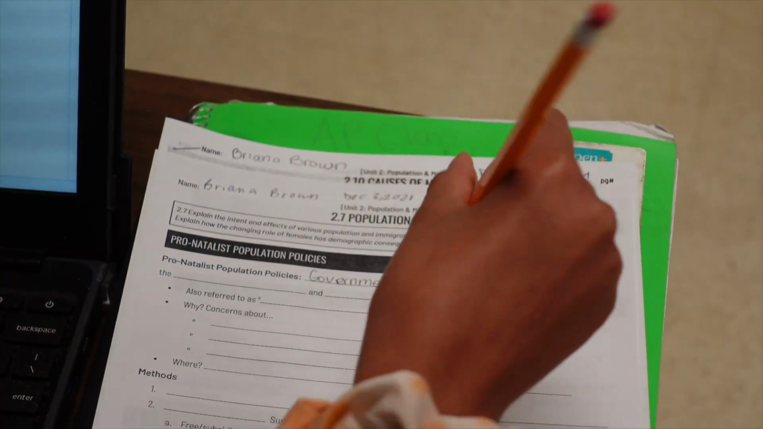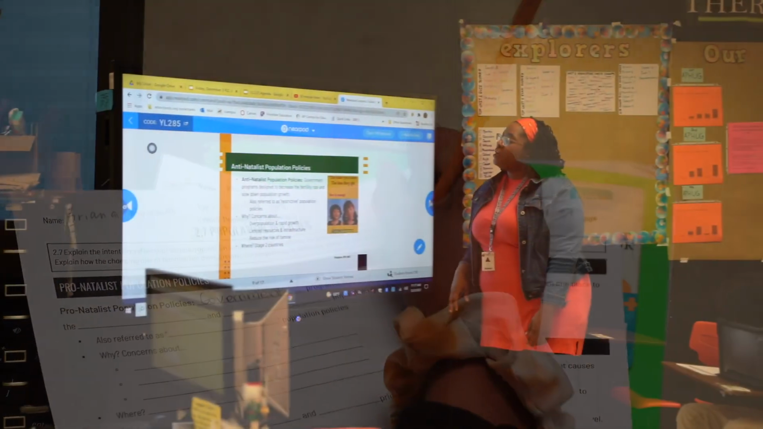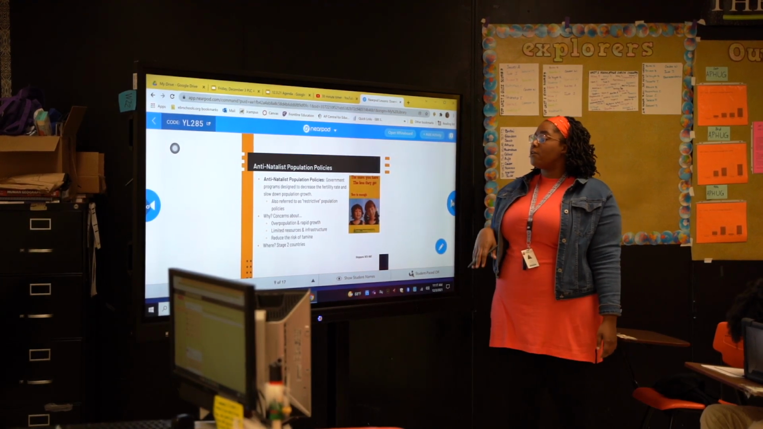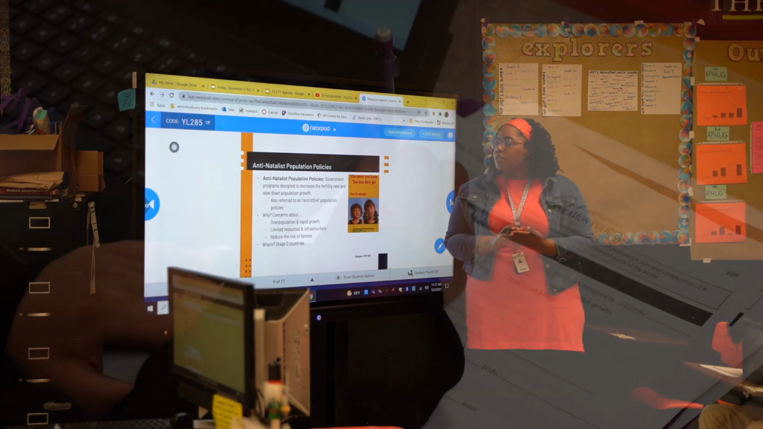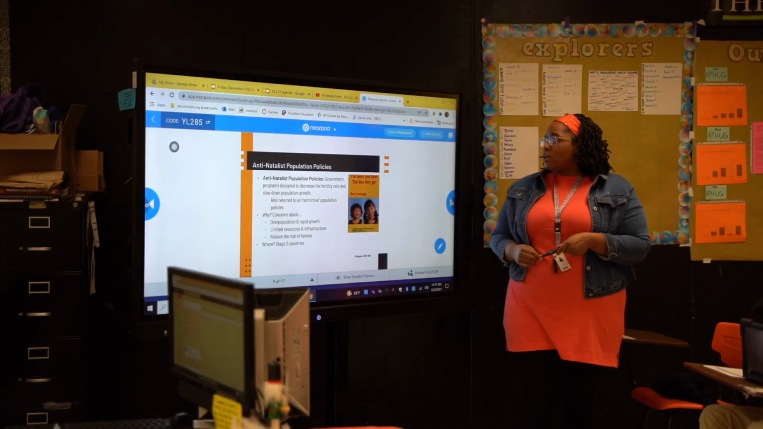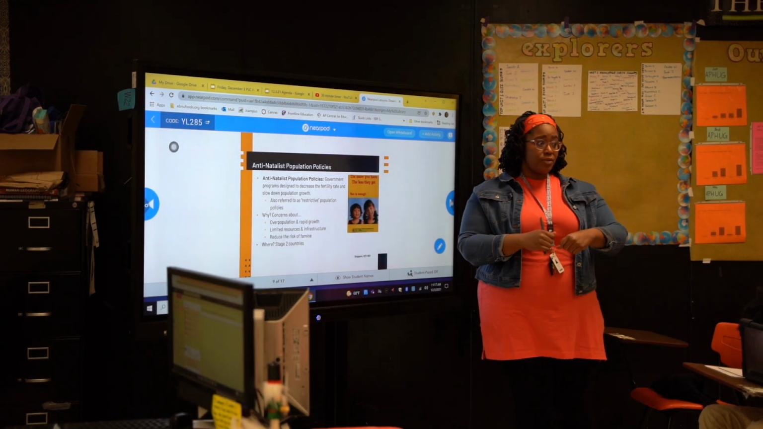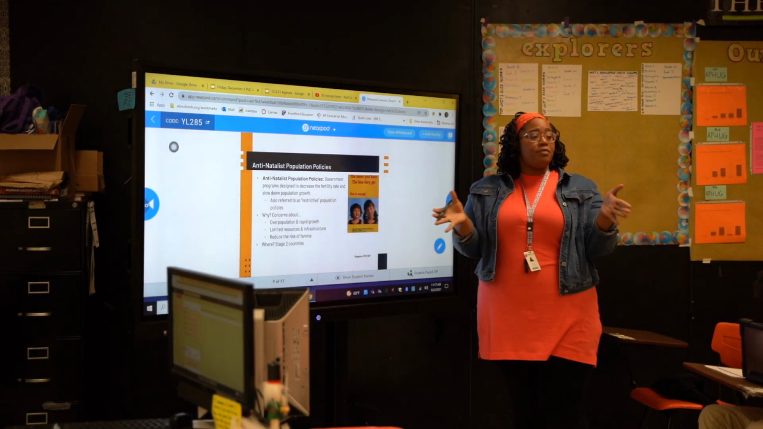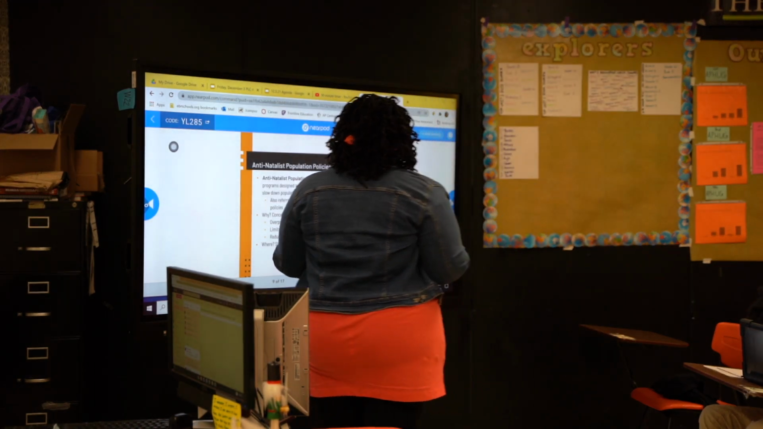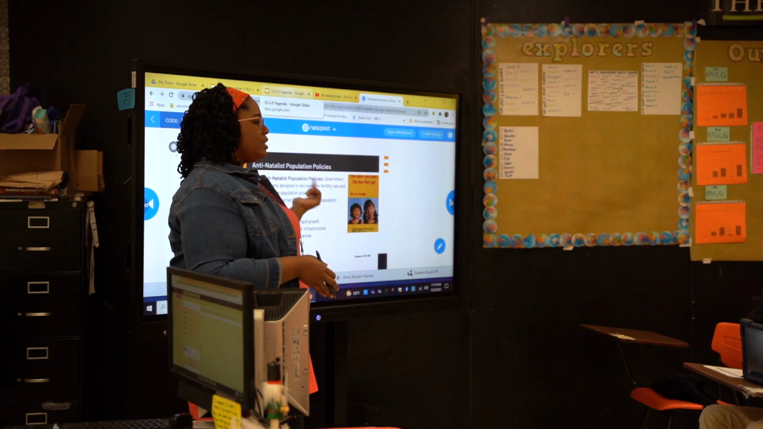So, anti meaning against, natal meaning birth, against the birth. All right? So an anti-natalist population policy is when the government programs designed to decrease the fertility rate and slow down population growth. These are also referred to as restrictive population policies. So first we had expansive, now we have restrictive.